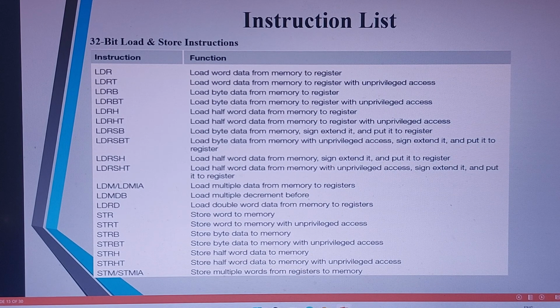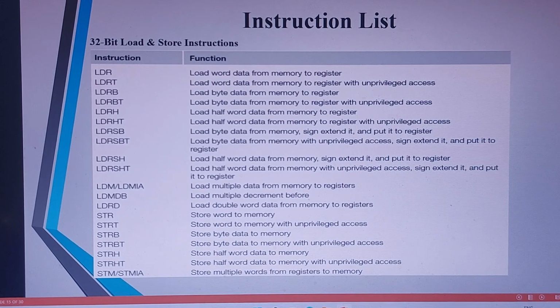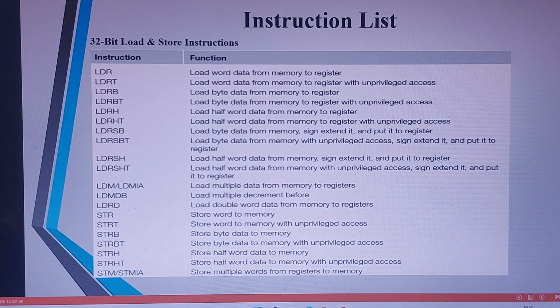And then we can see LDM or LDMIA, load multiple data from memory to register. Simultaneously we can load more than one data, so for that we'll be using LDM. Then LDMDB, load multiple decrement before. It will be loading the multiple values, but the addresses will be decremented before loading. Then LDRD, load double word data from memory to register. Double word data, that is 64-bit data.